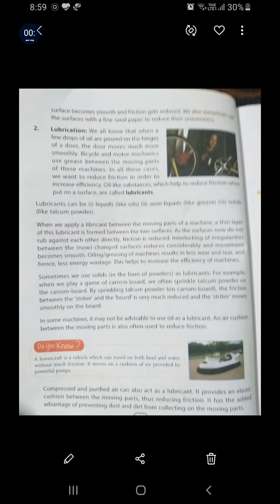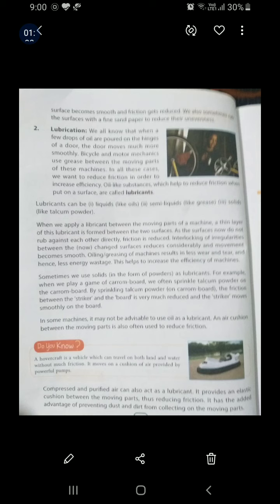The second method to reduce friction is using lubricants. When a few drops of oil are poured on the hinges, the door starts moving smoothly. Bicycle and motor mechanics use grease between the moving parts of the machine. All these greases and oils cause the friction to reduce. They reduce the friction and increase the efficiency of the machines. Such oil-like substances which help to reduce the friction when put on a surface are called lubricants.